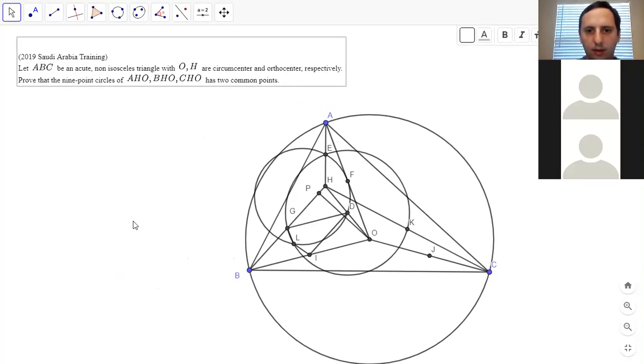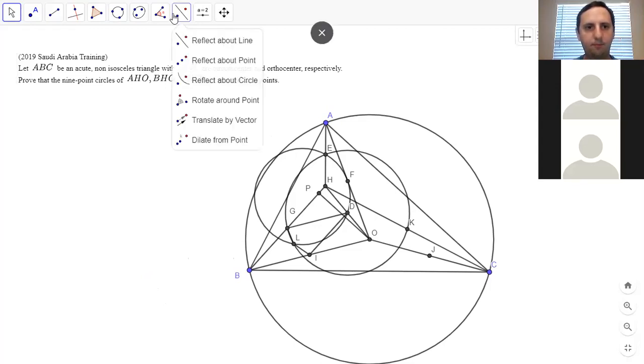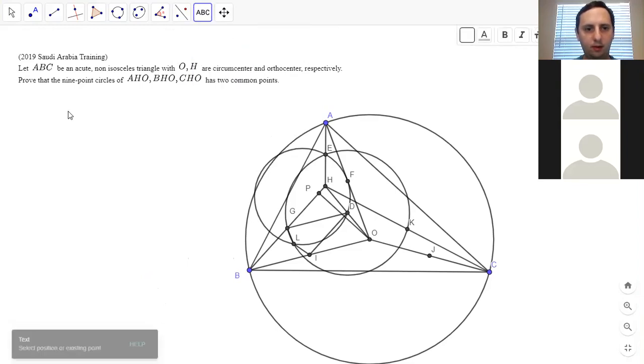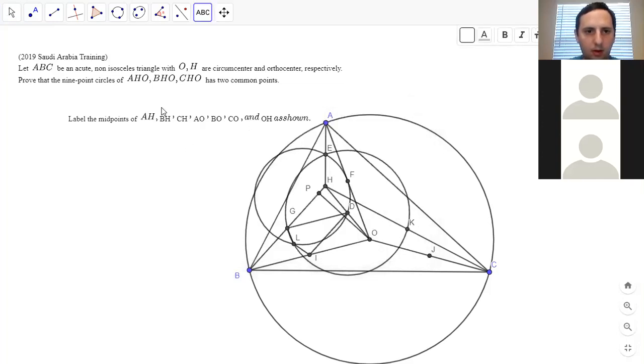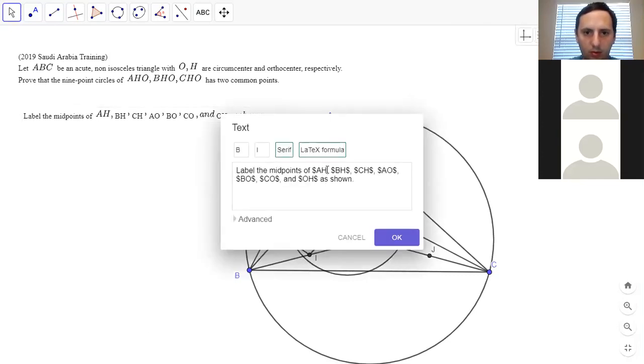So I'll just start out by saying, label the midpoints of AH, BH, CH, AO, BO, CO, and OH as shown, just because I don't feel like writing out all the letters.